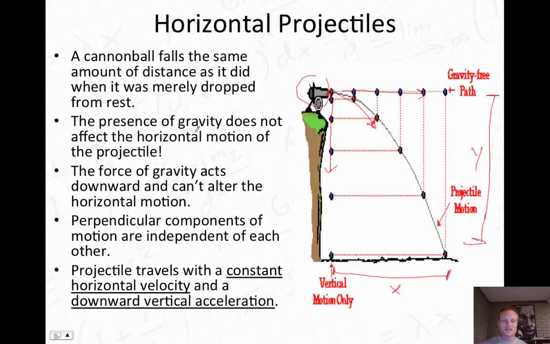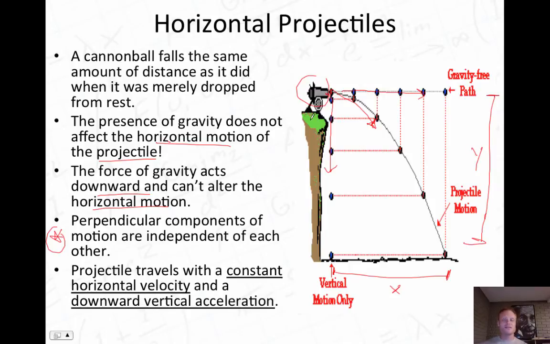So again, there's a lot of text here, but the presence of gravity does not affect the horizontal motion of a projectile. The force of gravity acts only downward and can't alter the horizontal motion. It has no role in the horizontal motion. And that's because perpendicular components of motion are independent of each other. So projectiles travel with a constant horizontal velocity.